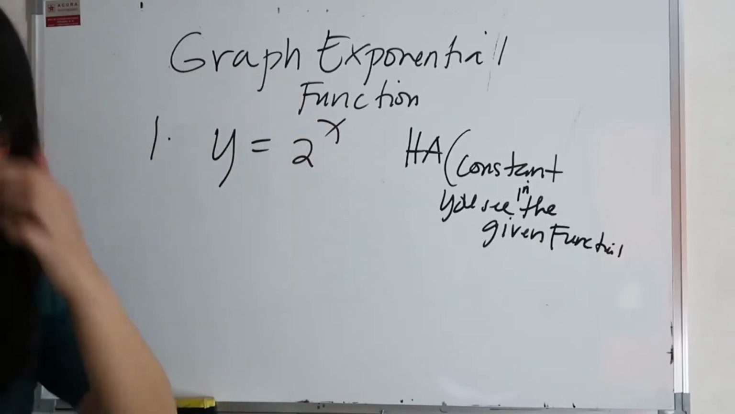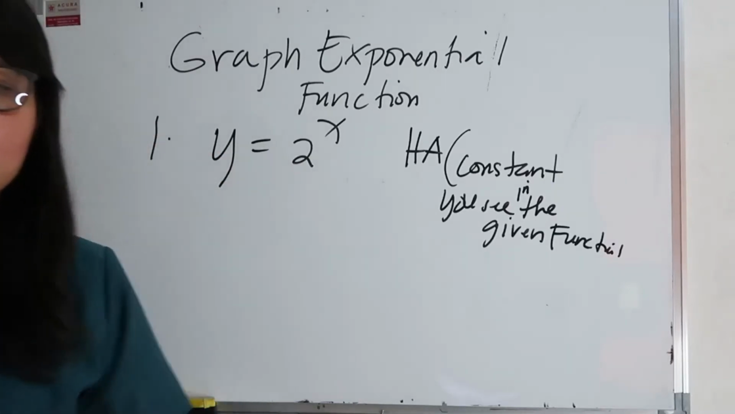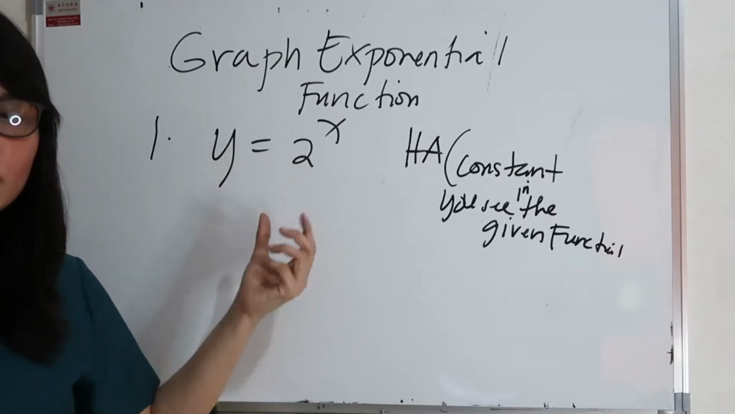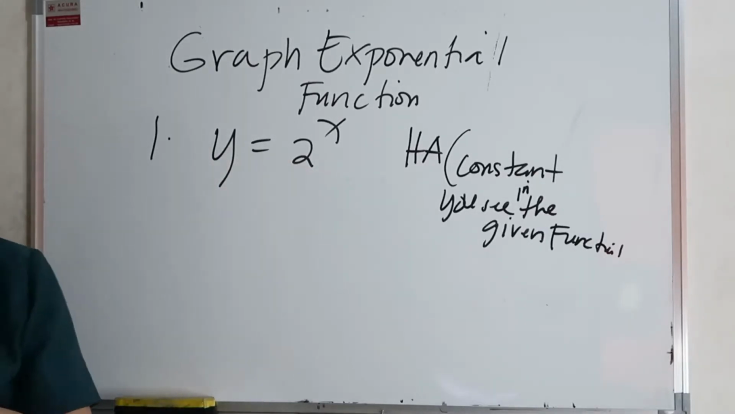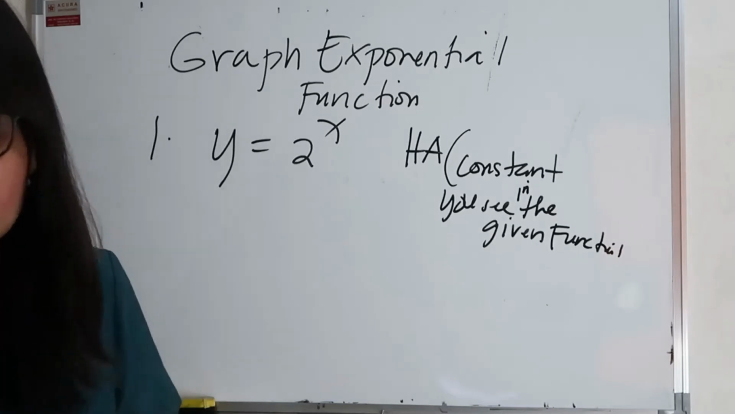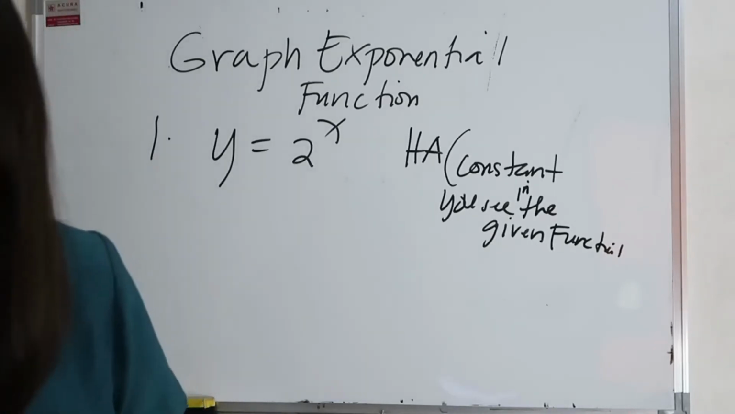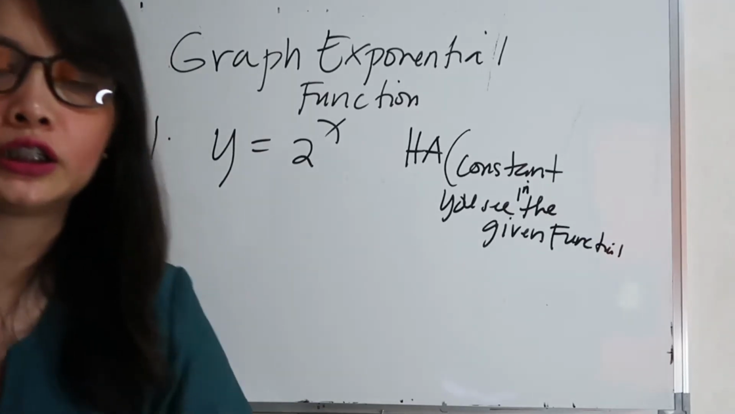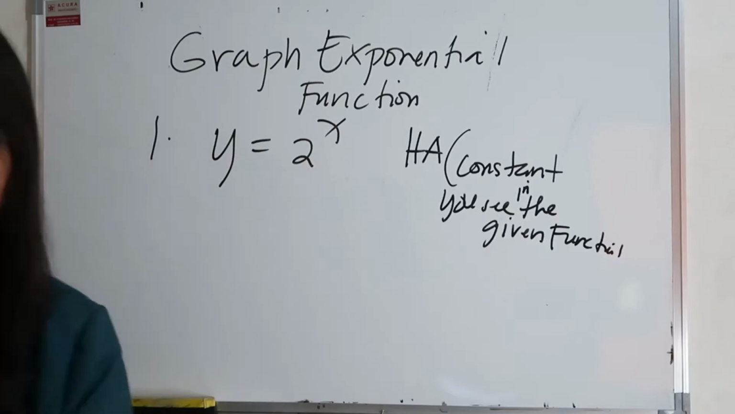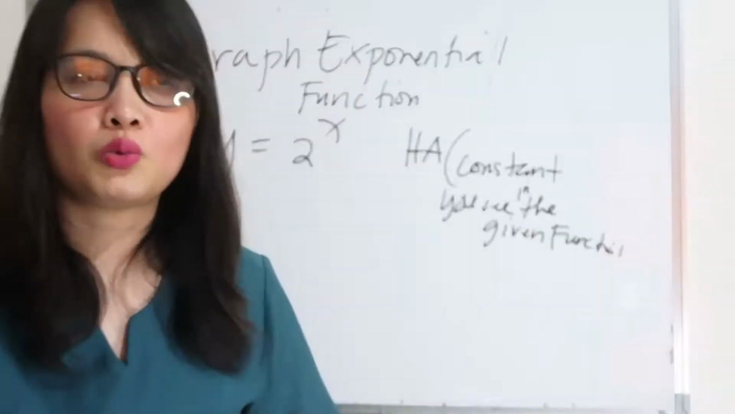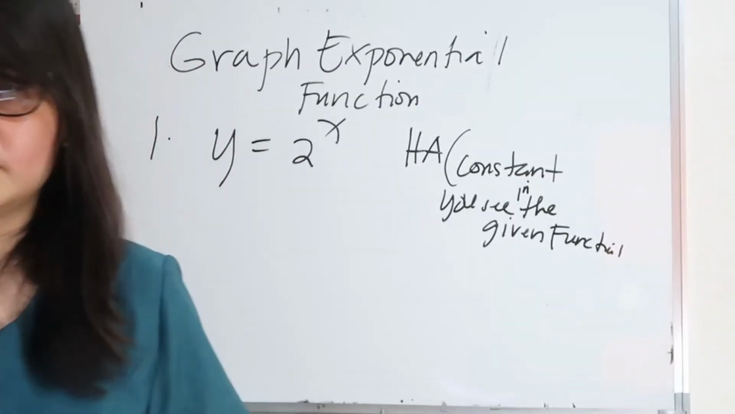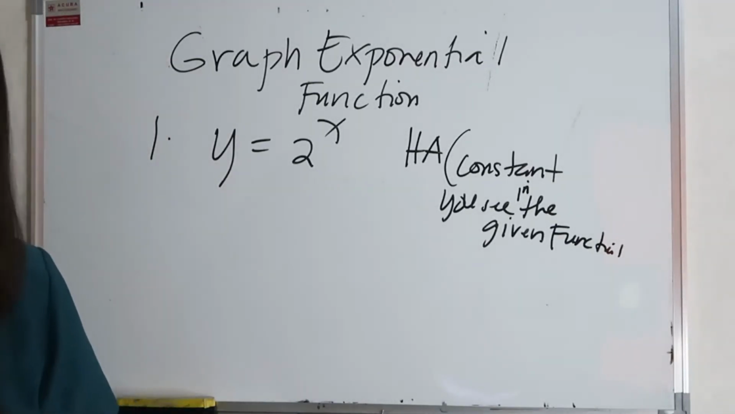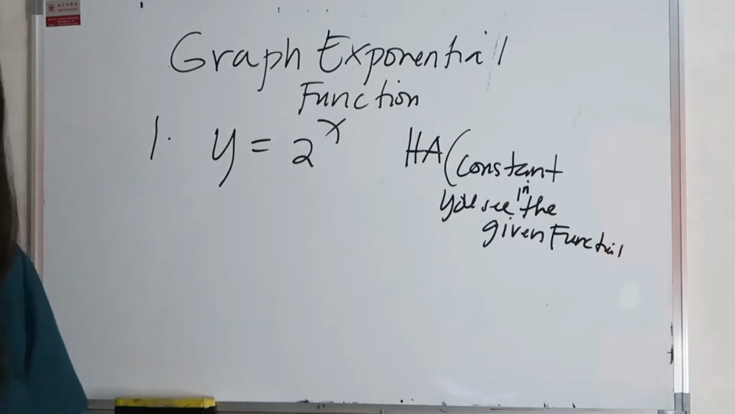Can you see a constant in this particular example? What is the constant? Constant, you're referring to a number. So what is the constant here? The constant here is 0.